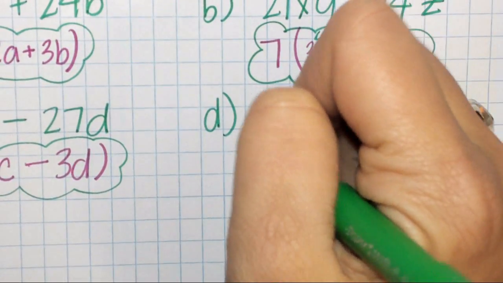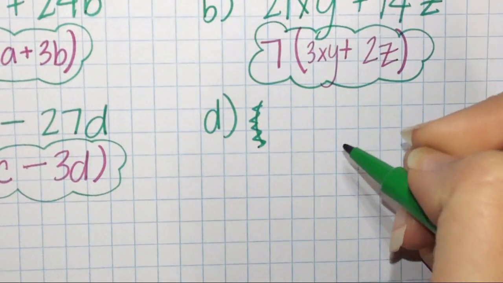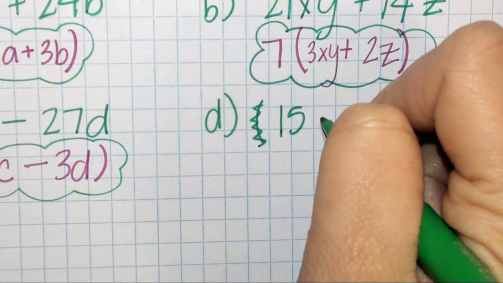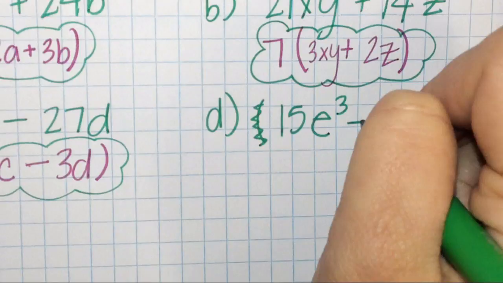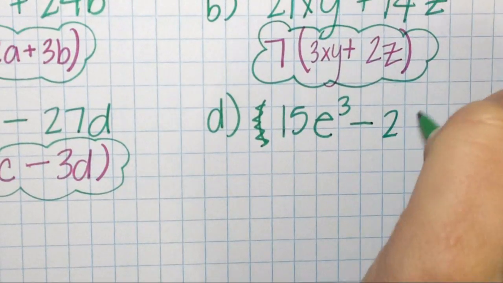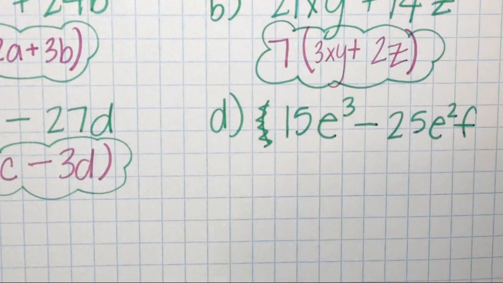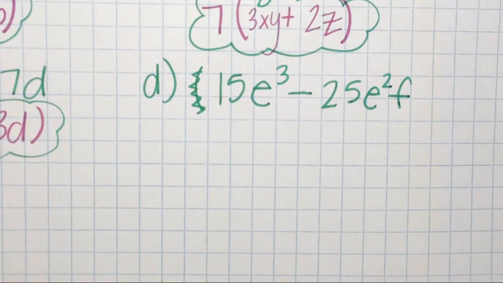All right, I didn't mean to write this parentheses. Don't write the parentheses. Super sorry. All right, 15e cubed minus 25e squared f. Okay. Let's go crazy. Everybody just write it down. Don't scream anything out. Just breathe. No, I don't want you to say anything.